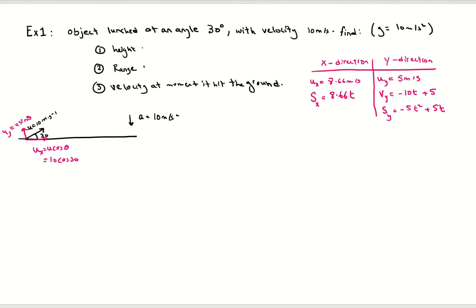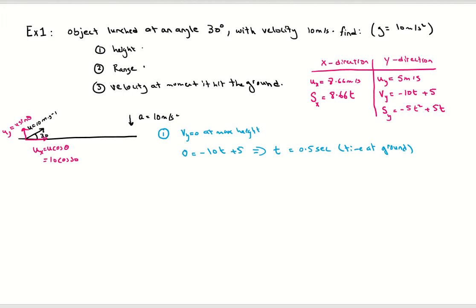To answer the first question, finding the height. As I told you, once the object reaches the maximum height, this means that Vy is equal to 0 at max height. Which means that if I put Vy equal to 0, then I will be able to find the time at max height. So this means that the time is equal to minus 5 over minus 10, which is 0.5 seconds. So this is the time at max height.